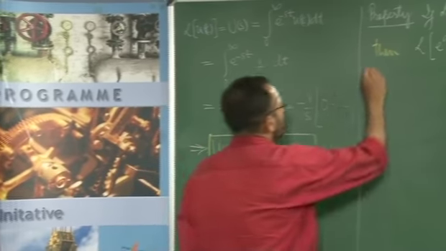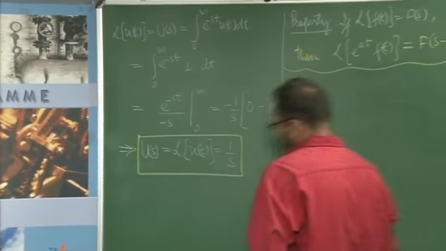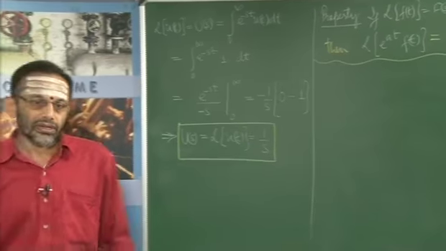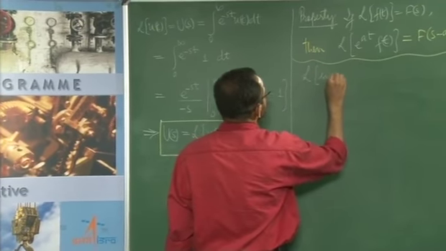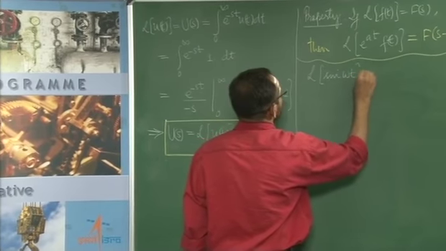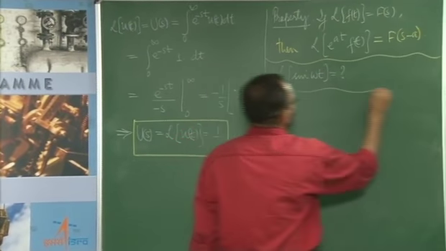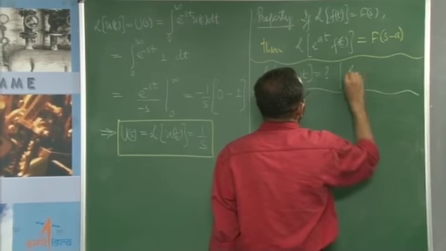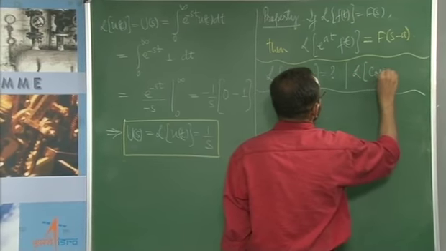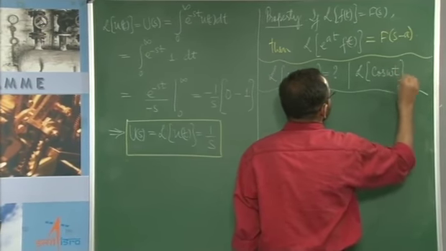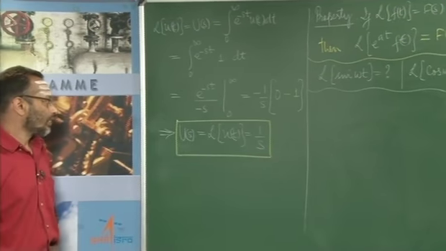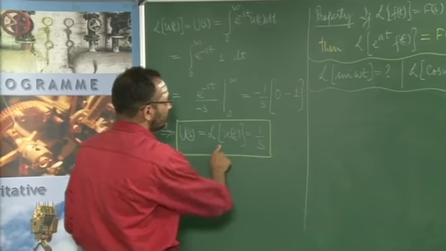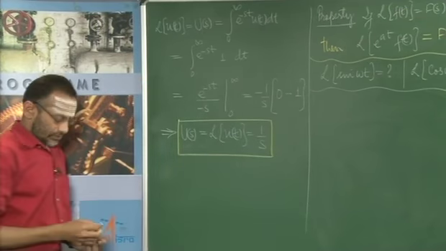Now, using this property, let us see how we can easily compute the Laplace transform of sin omega t. What is this? At the same time, I want to ask what is the Laplace transform of cos omega t, because these are signals that we use quite frequently, the sines and the cosines. All right. Now, we will use this property also.